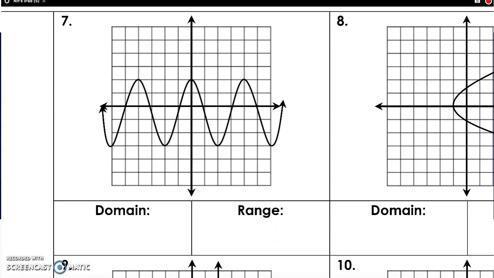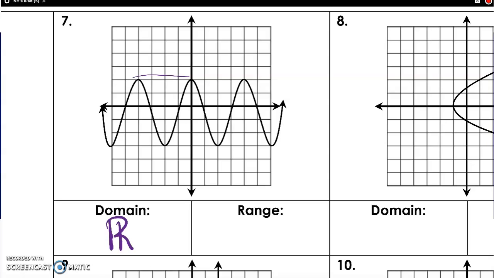Number 7, this one gets a little bit tricky when we get to the range, but for the domain, this pattern here that we see is going to keep going forever and ever. It never stops going left and right. So that one is going to stay all real numbers.